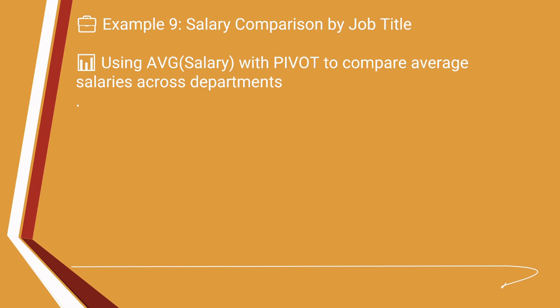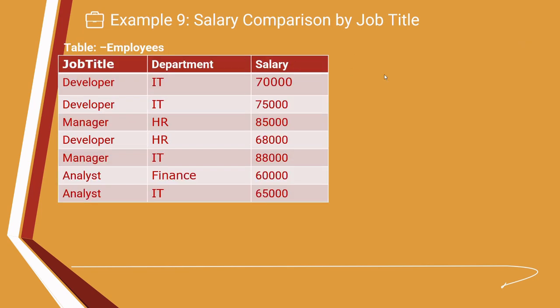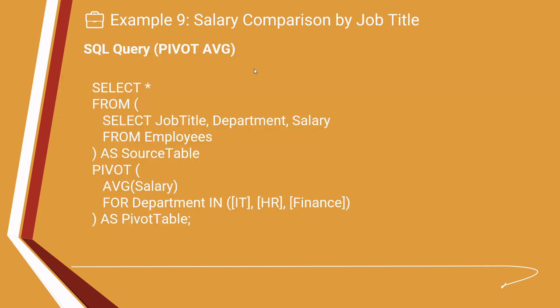Let us look at salary trends using SQL pivot by job title and department. Here is our data set. It includes each employee's job title, department, and salary. We will use the average function to calculate the average salary for each job title across different departments.